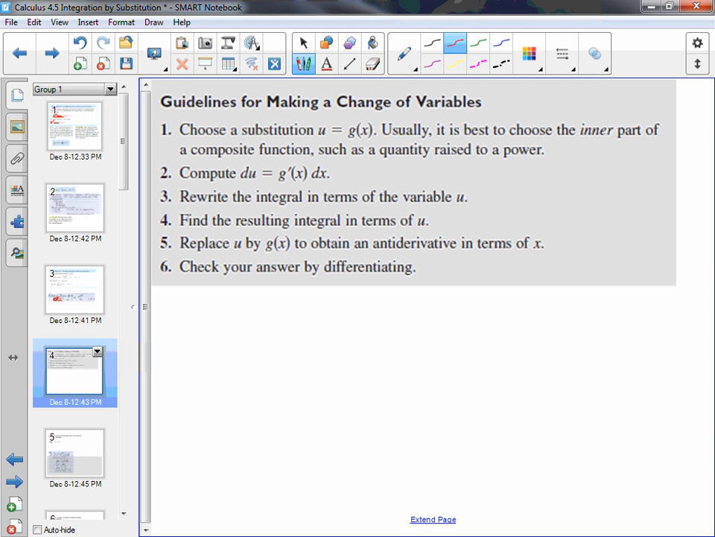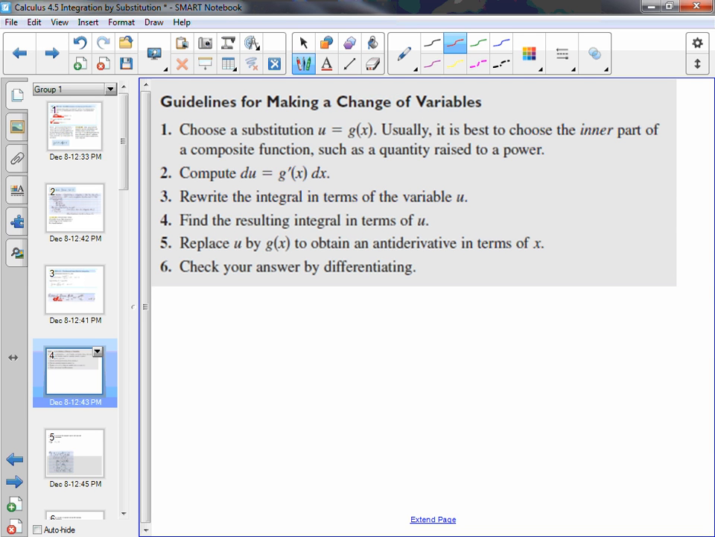All right, we have some guidelines on page 299 at the bottom for making a change of variables. So this is called integration by substitution. This is called integration by change of variables. This is called substitution by change of variables. Okay? And once we've done a couple of examples, then I need you to come back to this and read it again. But we're going to choose a substitution.